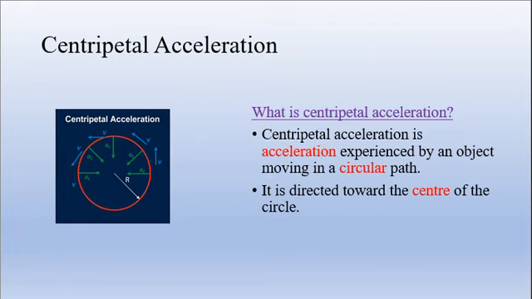Okay, so now let's look at what is meant by the term centripetal acceleration. Centripetal acceleration is simply the acceleration an object experiences when it moves in a circular path, and it acts towards the center of the circle. As mentioned previously, acceleration doesn't just mean an object speeding up, it also means an object slowing down or changing direction. So when an object travels in a circular path, it's constantly changing direction, meaning it's accelerating, and that acceleration is directed towards the center of the circle.